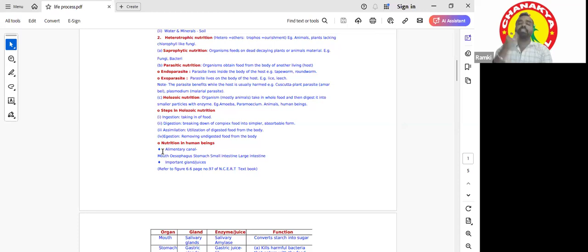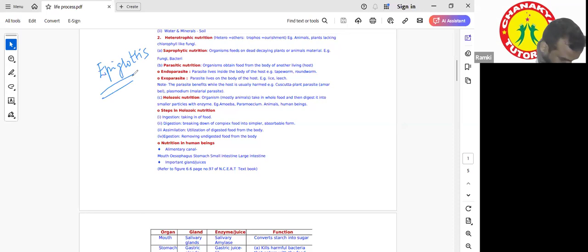Then it moves to the esophagus. In between, one structure is there that is called epiglottis. What is the function of epiglottis? It is used to prevent the food from falling into the respiratory tract. It is also a previous year question. It is a muscular flap-like structure which prevents the entry of food into the trachea.